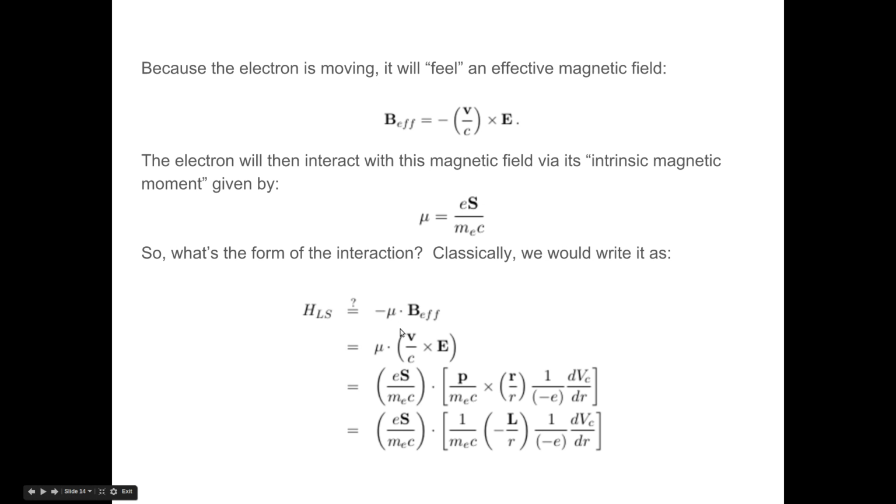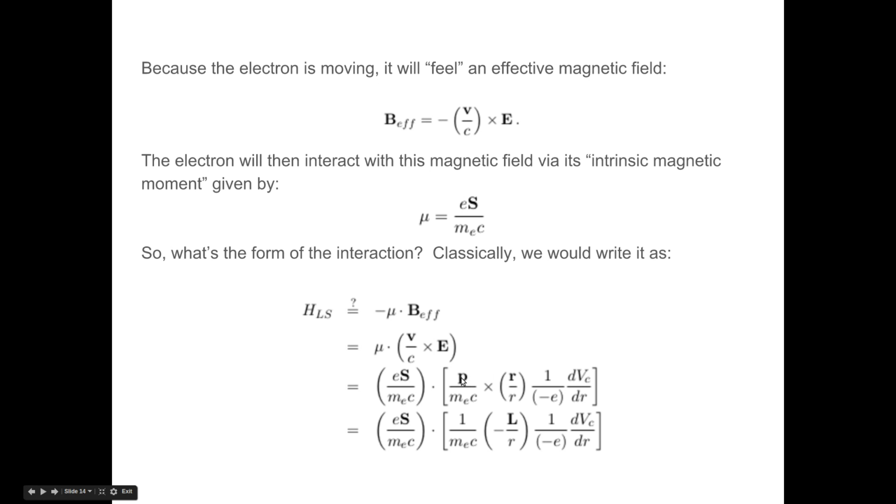I'm going to rewrite my effective magnetic field in terms of v cross E, and then do some other magic. I'm going to rewrite mu in terms of the spin operator. Here I'm going to replace v with p over m, which gives me this p. And here I'm going to rewrite the electric field in terms of the gradient of the Coulomb potential. It's only in the radial direction, so it's pointed in the r direction, okay, the radial direction.